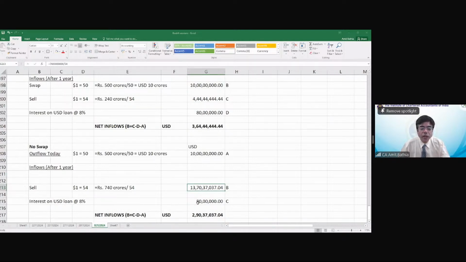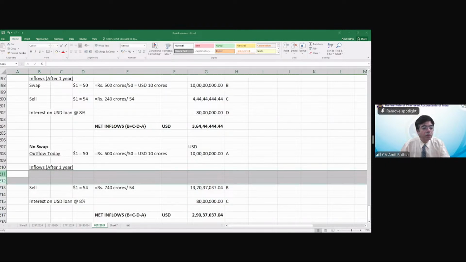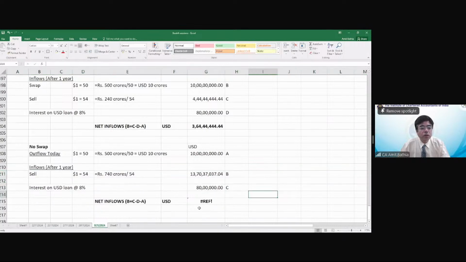Interest on USD loan, I will have to pay interest, right? Am I right? So now, what is going to be B minus C minus A, equal to 1370 minus 80 minus 100. So my realization over here, net inflows, is 290.